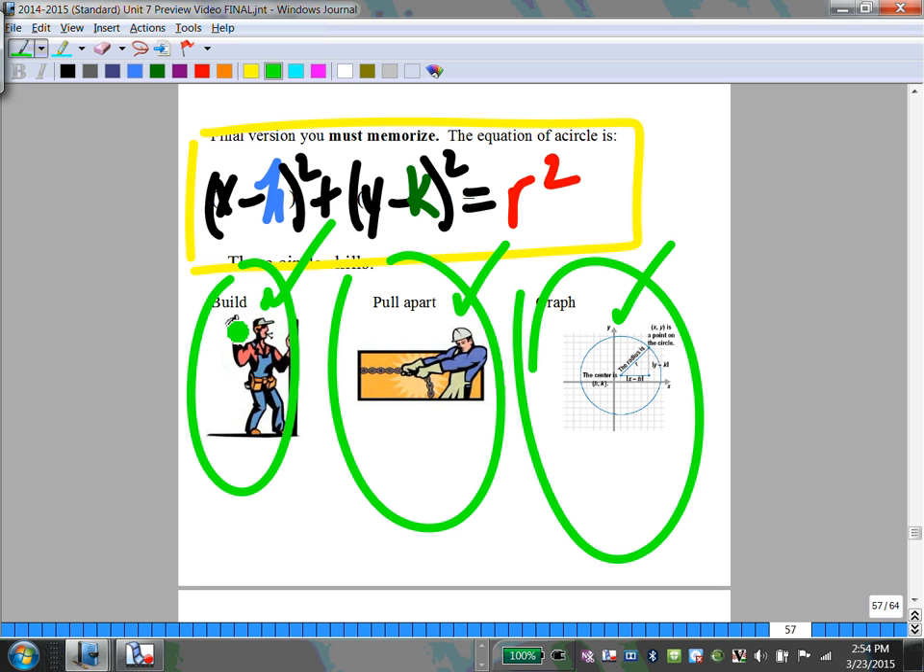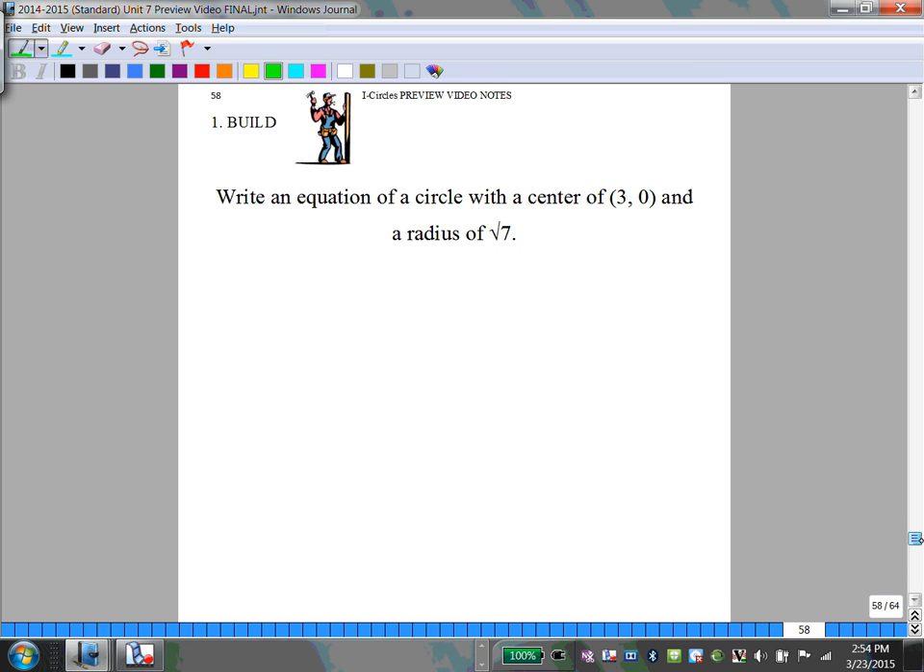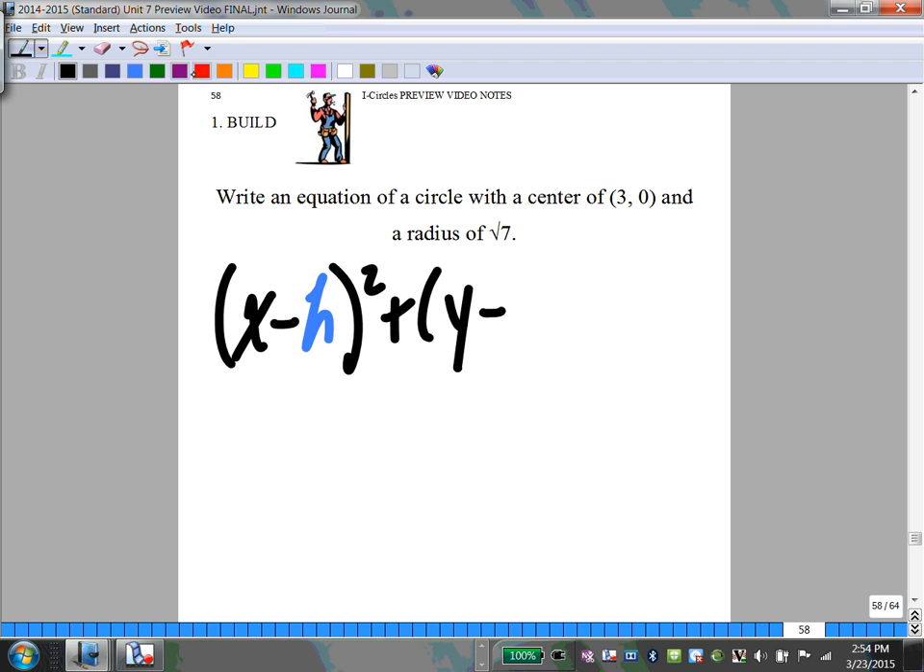Say it out loud. What are we going to do? Build, pull apart, graph. Okay, step 1. We're going to build an equation. I'm going to write an equation of a circle with a center of 3, 0 and a radius of √7. Write the equation out: x minus h squared plus y minus k squared equals radius squared.